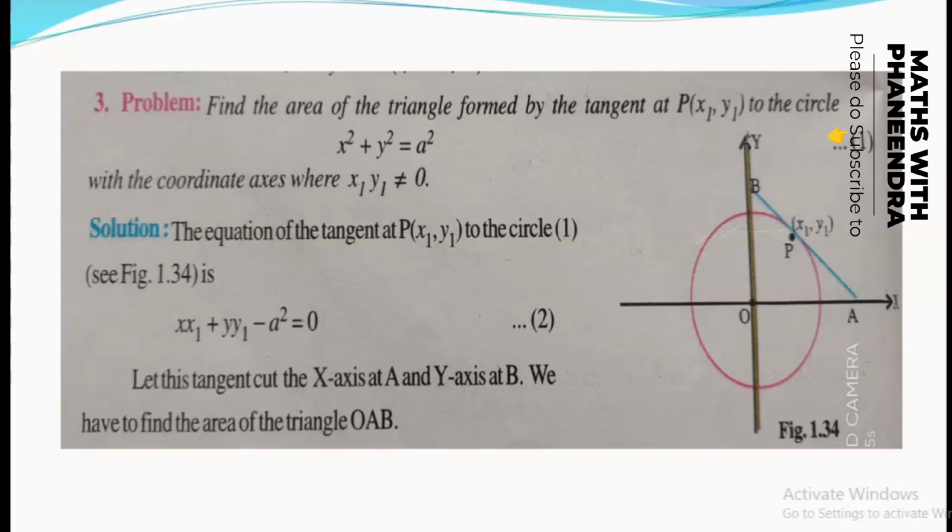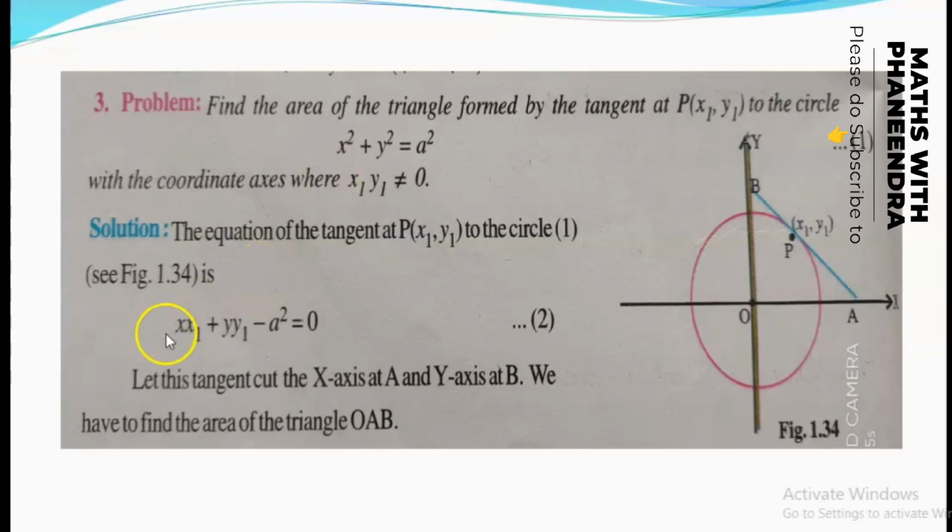The tangent equation to the circle is always S1 equal to 0, corresponding to the equation of the circle. You have to write it. First, let the equation of the tangent at P(x1, y1) to the circle x square plus y square equal to a square be S1 equal to 0. This is the standard equation of the circle, not the general equation. So g and f values will be zeros.